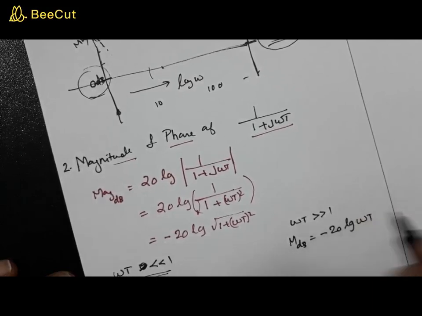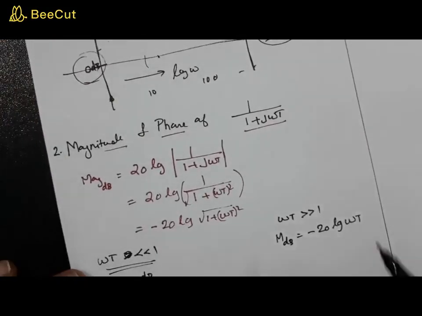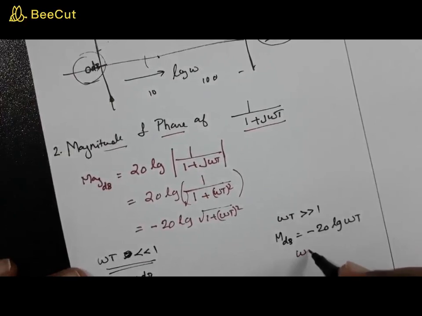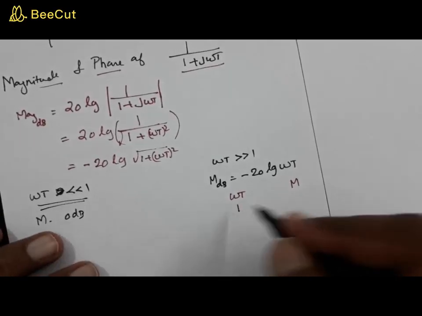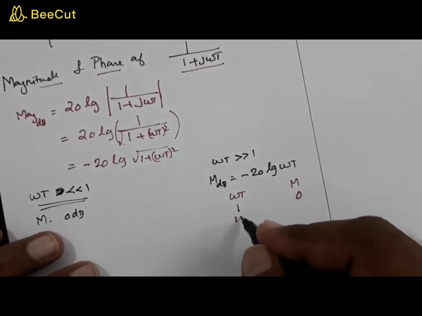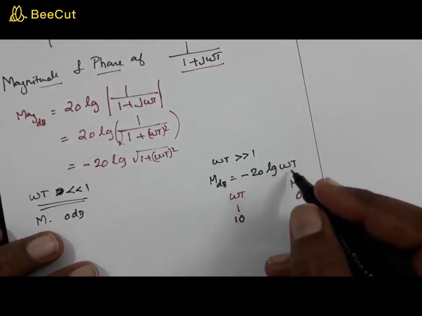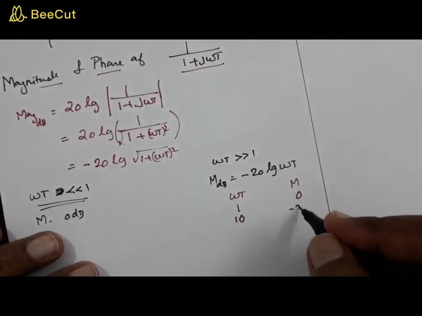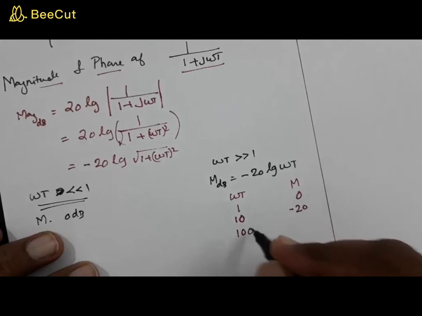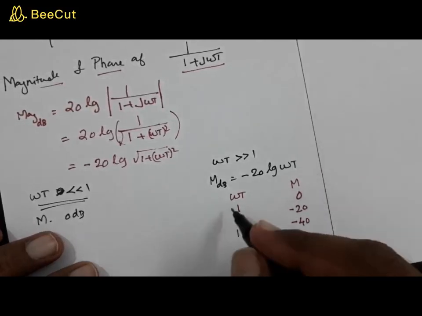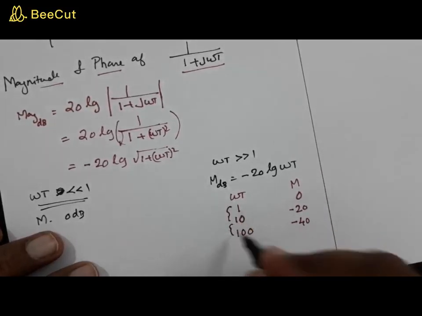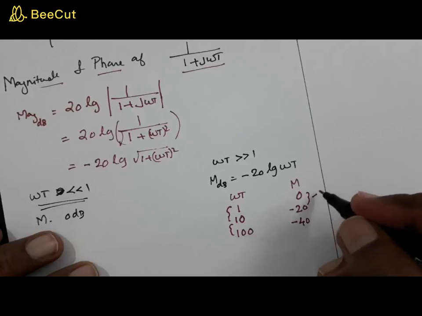Now what is the meaning of this? Let us see omega t and magnitude. As you can see, at omega t equal to 1, the magnitude is 0. When omega t is 10, log 10 is 1, so this will be minus 20. When it is 100, this becomes minus 40. So as omega varies in decades, you can see there is a change of minus 20 dB.